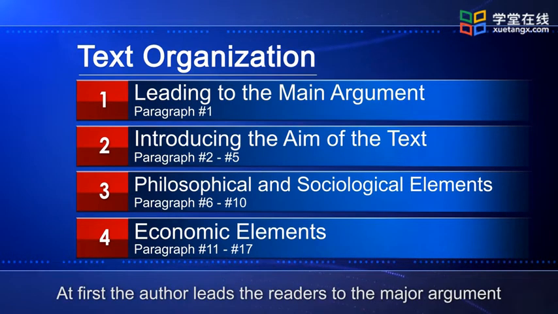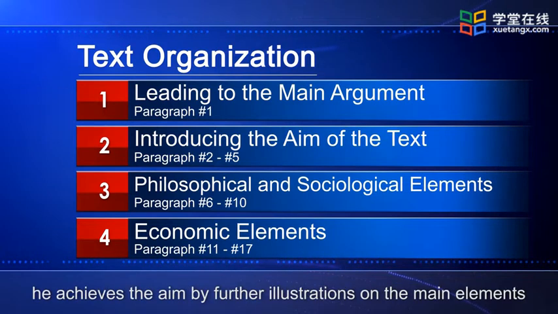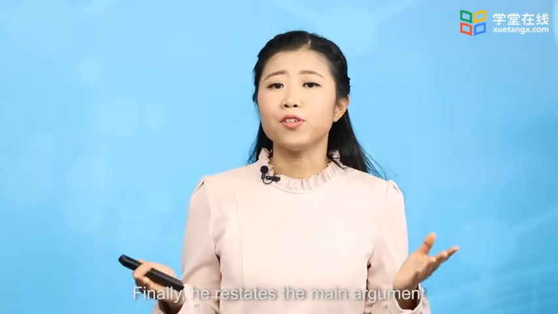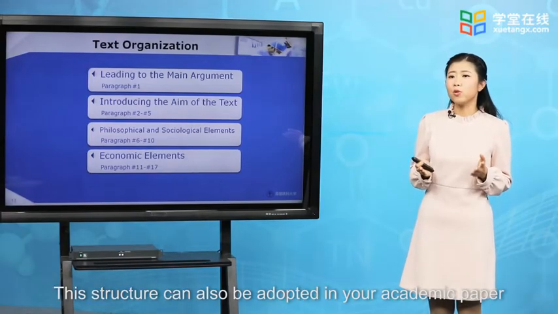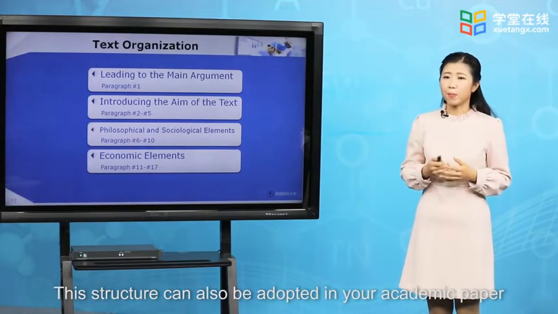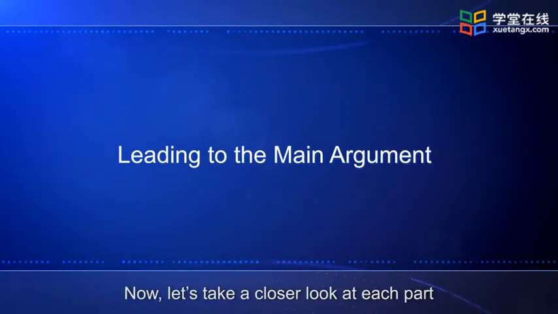At first, the author leads the readers to the major argument and states the aim of the article. After that, he achieves the aim by further illustrations on the main elements. Finally, he restates the main argument. This structure can also be adapted in your academic paper. Now let's take a closer look at each part.